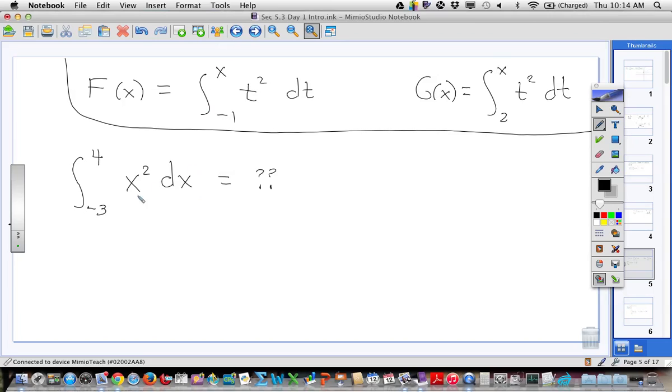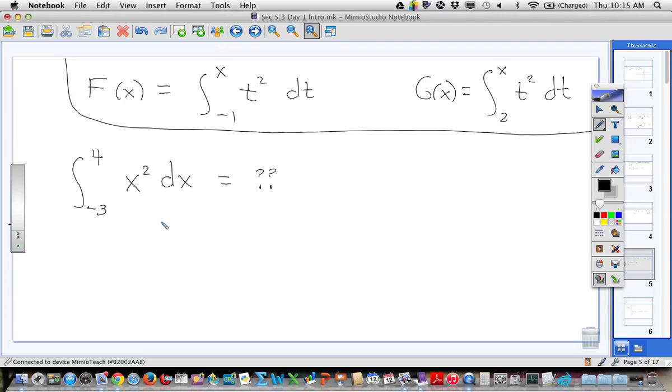But let's pretend, so this is what I'm trying to do, this integral right here. Let's pretend that big F was that area from -1 to x, and big G was that area from 2 to x, right? Same function, notice it's x squared up there. Of course, we call it t squared because we can't use x since we're using x in our definition of our area function. So we call it t squared, but it's the same thing.